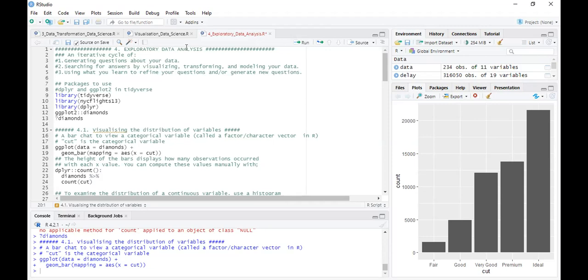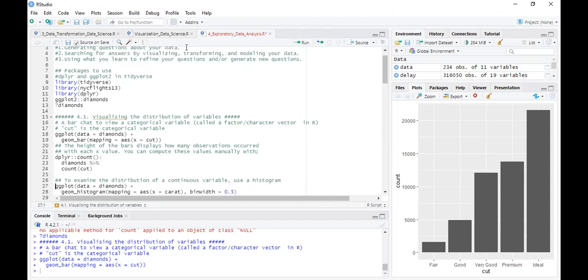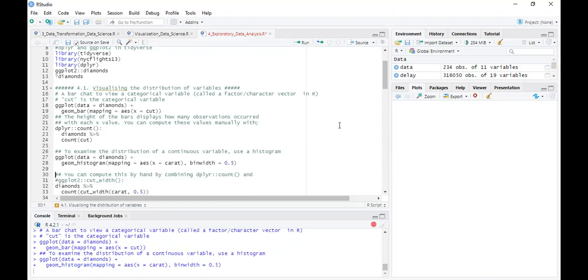Okay, so you can see already how it's displayed that there's more of one group of diamonds than the other. So you can also do this with any of the continuous variables. And here the continuous variable that I am looking at is the carat, which is the weight of the diamond. If I run that script, it's going to take a bit long.